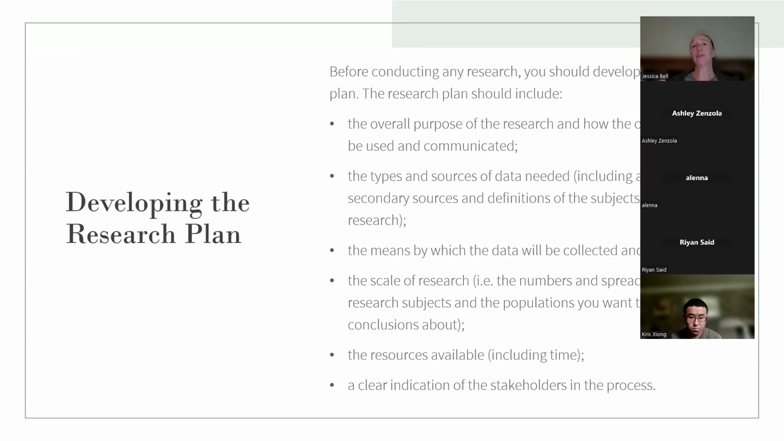So before conducting any research, you should develop a research plan. It should include the overall purpose of the research and how it's going to be used, the typical sources of data, including primary and secondary sources, and the means by which the data is collected. Knowing how you're going to analyze the data helps with planning how you're going to do the experiment to get the data, right? Because you want to make sure that those align. Your data collection might be just a snapshot. You might only get one shot to get a whole bunch of data, and if you're not getting the right data, you've now wasted a lot of time and effort.